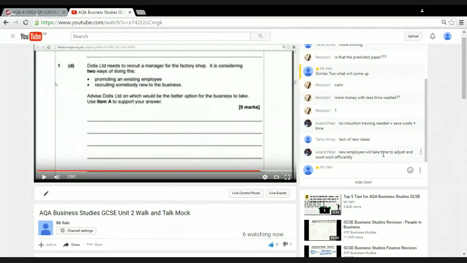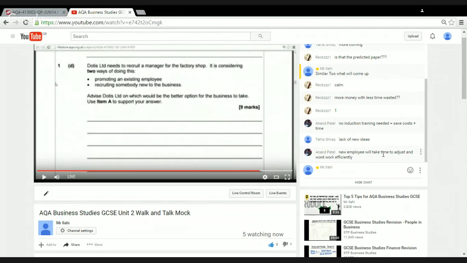So we could say the staff that are working at the company at the moment are struggling to become efficient or motivate themselves already. However, they have been there for many years and they have been going through the motions for quite a while. So you can make that argument, that there is a lack of new ideas coming through from promoting an existing employee. But we're going to be looking at recruiting somebody new to the business. So we need to hang on, we need to find a disadvantage for that.